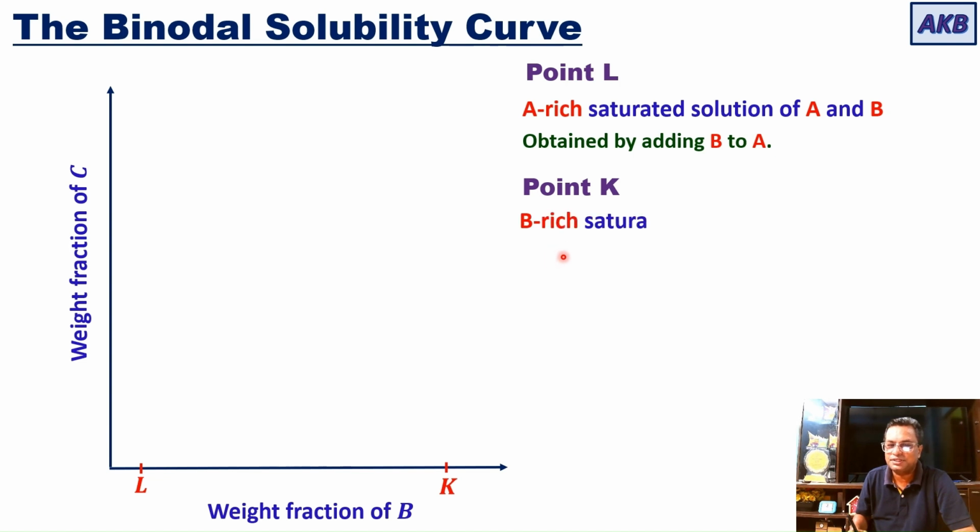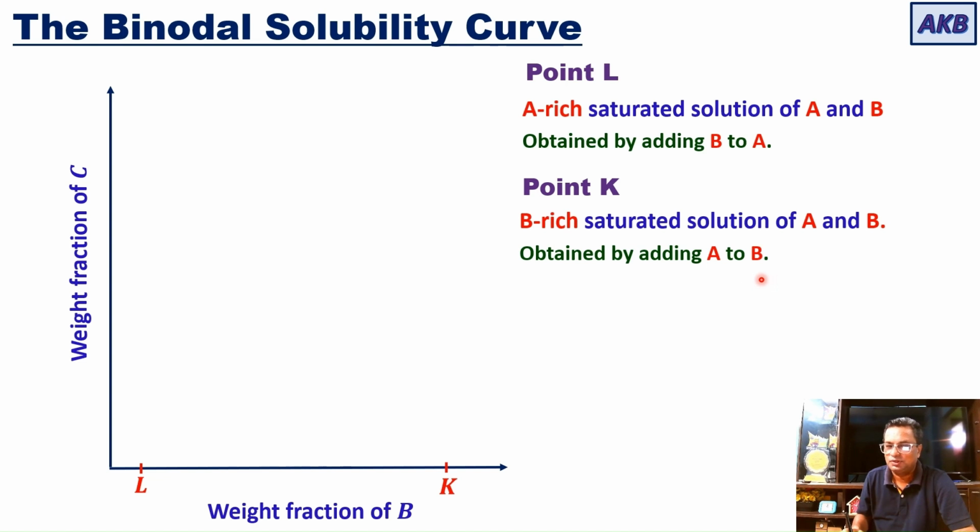Point K represents B rich saturated solution of A and B, which is obtained by adding A to B. So if you go on adding A to B, at one stage you are going to get B rich saturated solution. If you try to add more A, then again the solution is going to separate into two layers. So point K represents B rich saturated solution of A and B. Now let us talk about point J, which is lying over here.